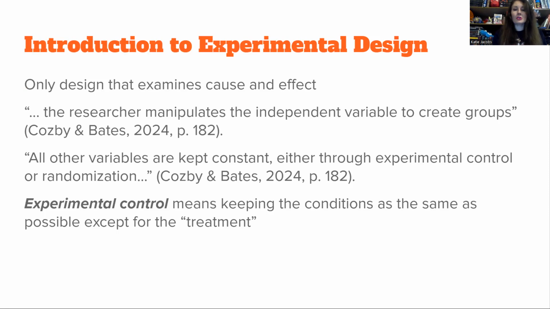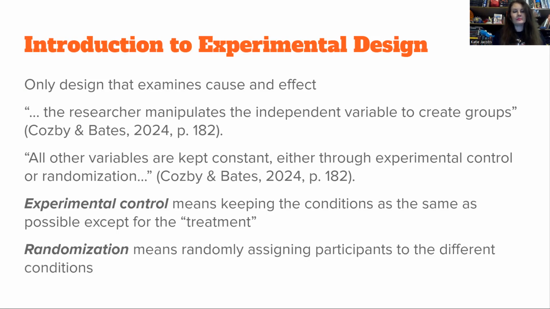So experimental control, if we're going to take it a little bit further, means that we're keeping the conditions as the same as possible, except for whatever that treatment is. The book talked about how if one room had windows and the other one didn't, and we're looking at mood, having windows might actually influence someone's mood. And so we would want to control for that when designing our study when possible.